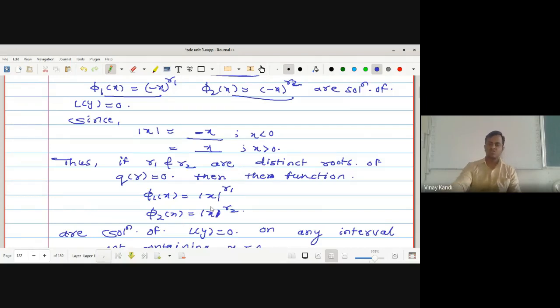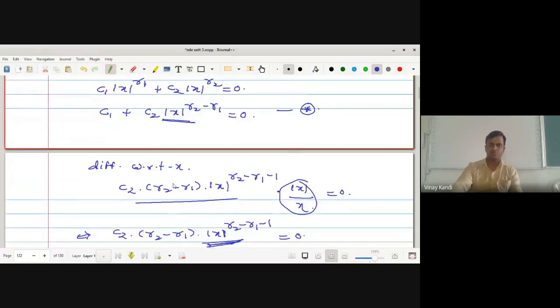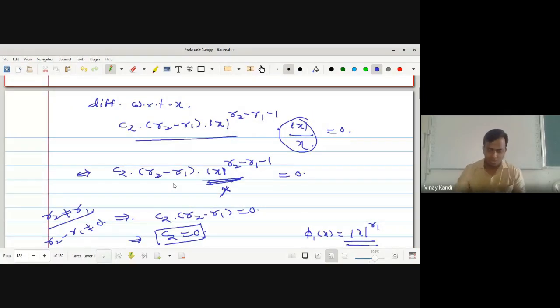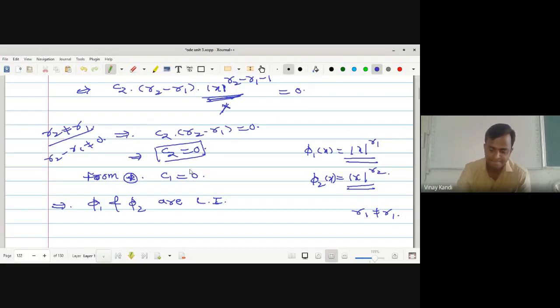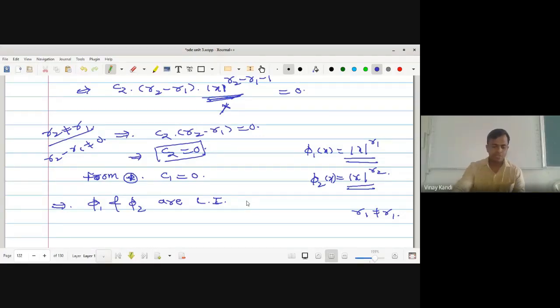Okay, if you have any doubts you can ask. And these two solutions are linearly independent. This is the proof. Okay, any doubt up to here? No, sir. Okay.